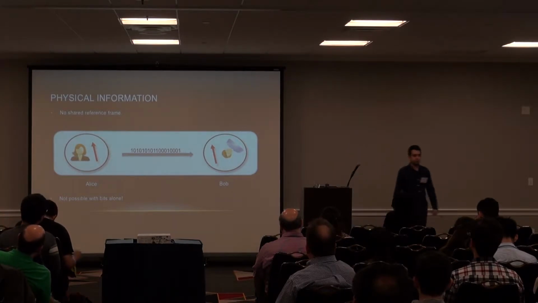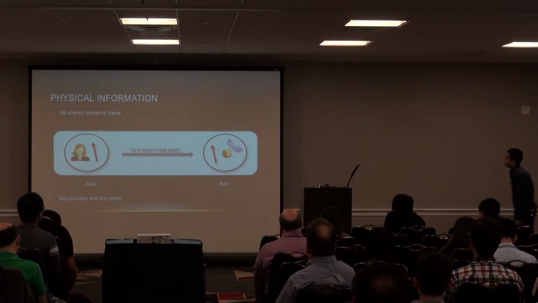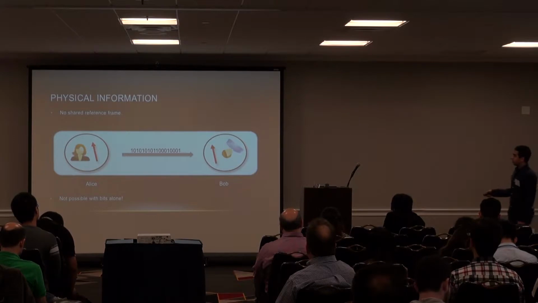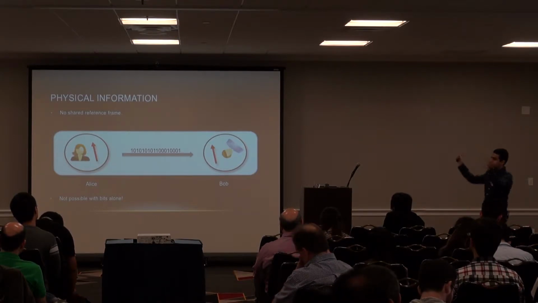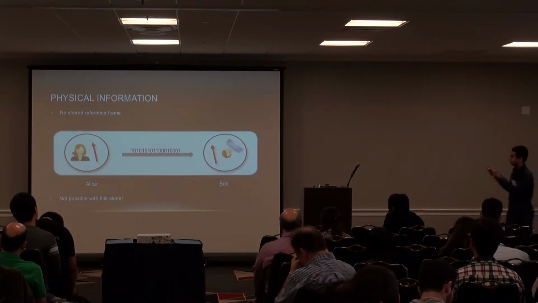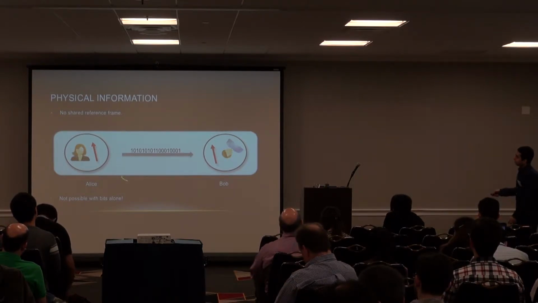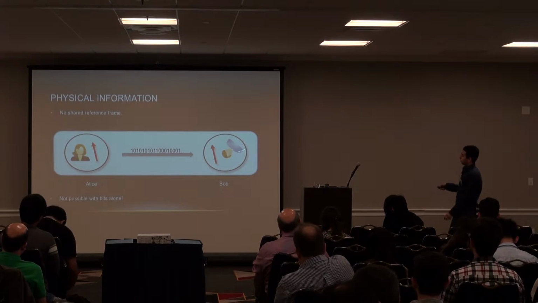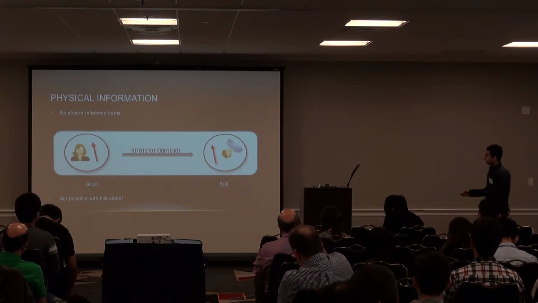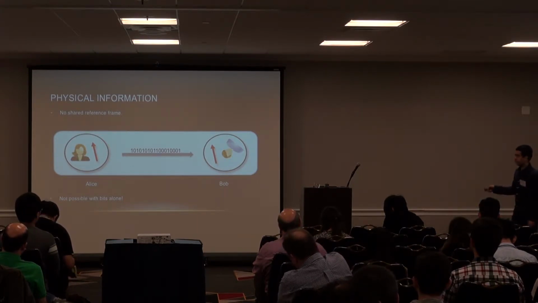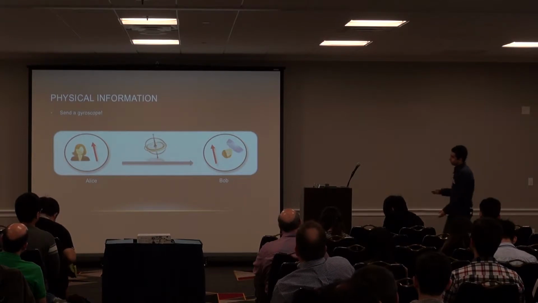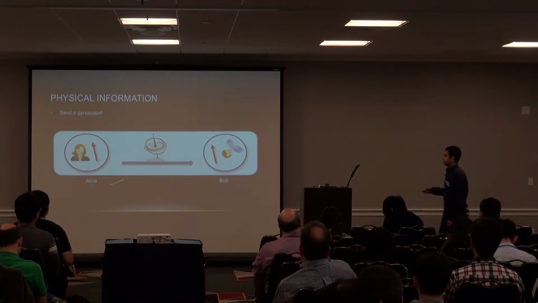Now let's go back to the physical information. Remember the setup. We have Alice here and we have Bob here. They are oriented with some unknown relative rotation in space. And Alice wants to send the direction of a stick to Bob. As I mentioned, it's not possible to do that with a series of bits, but it's in principle possible.